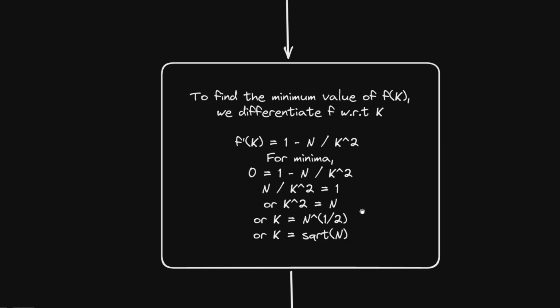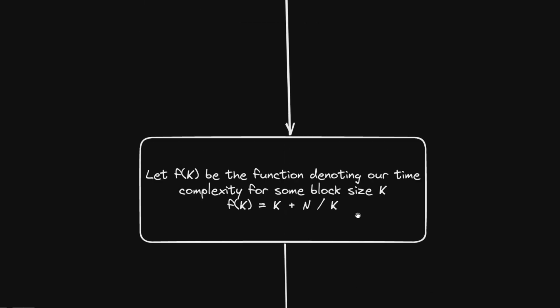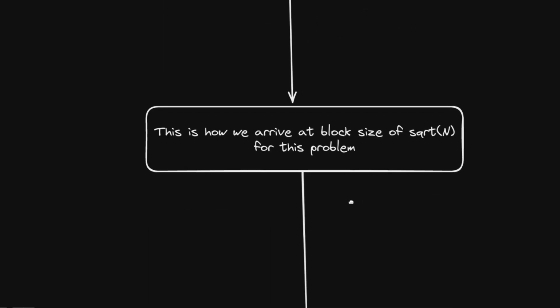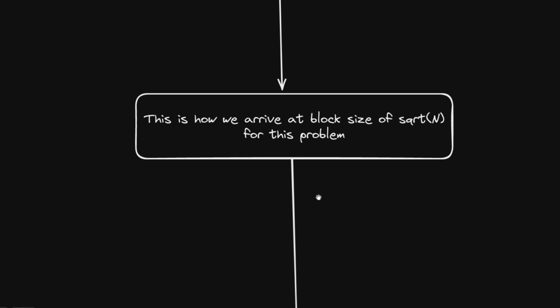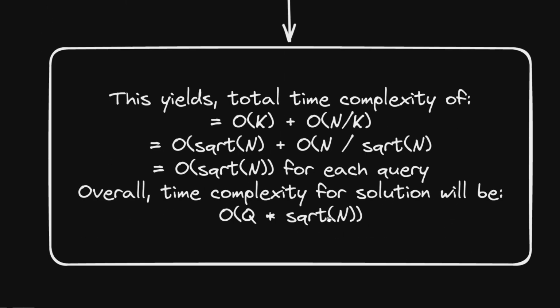So we derived that k equals square root of n will give us the minimum value for this function, and this function is none other than our time complexity for query 2. So this is how we arrive at the square root decomposition. We understood that dividing the array into blocks of size square root of n will give the least time complexity, and now let's see what that time complexity will be.